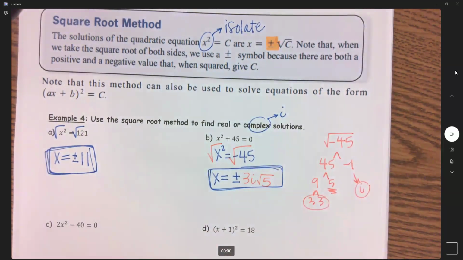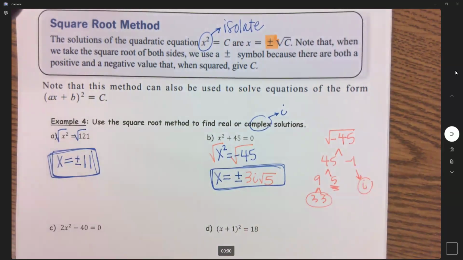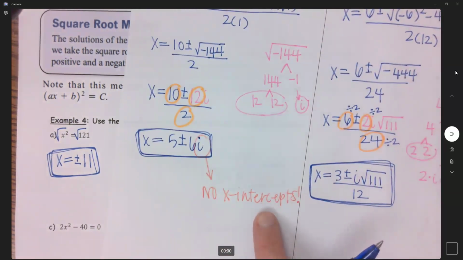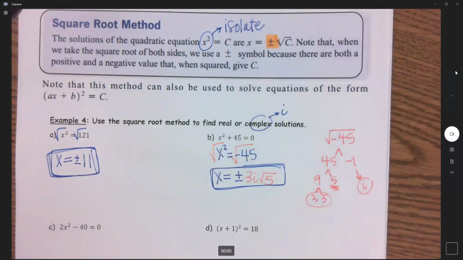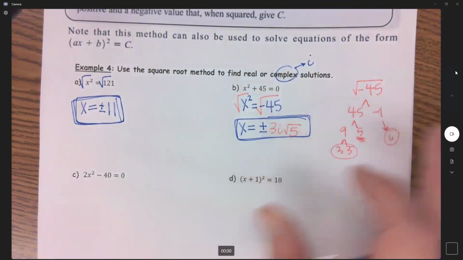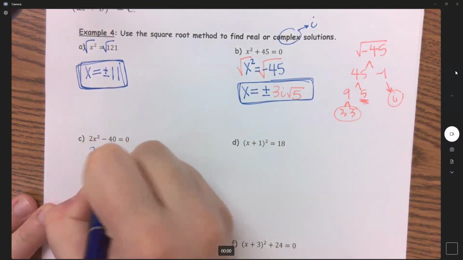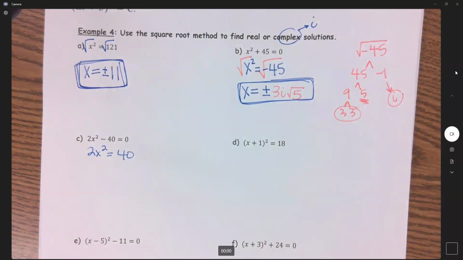And again, I'm not going to graph the rest of these, but you can graph this. And because you have an imaginary, what does that tell you about its graph? That tells you that there are no x-intercepts. So it should either be all below or all above that x-axis. C, same thing, isolate that x squared. So to isolate that, the first thing we would do is add that 40 over. I still have not isolated that x squared, so I cannot take the square root yet.